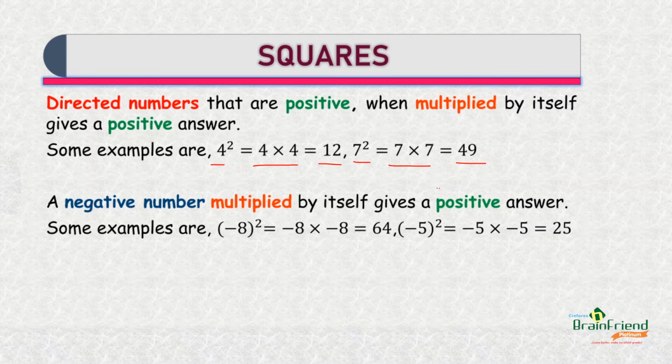For a negative number, when multiplied by itself, it gives us a positive answer. Some examples: minus 8 squared is equal to minus 8 multiplied by minus 8, which is 64. Minus 5 squared, which is equal to minus 5 multiplied by minus 5, is 25. Remember from our guidelines that minus times minus is positive.